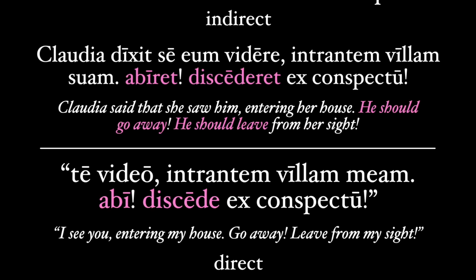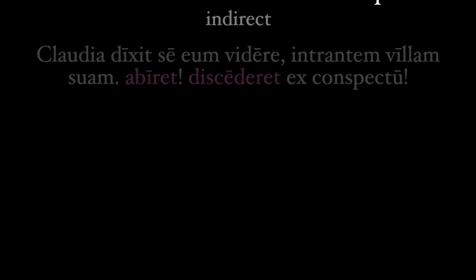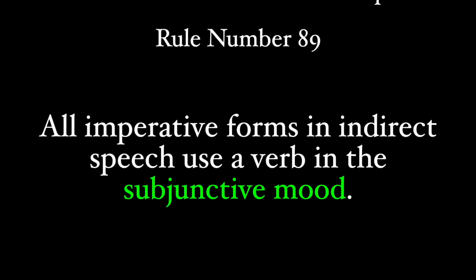These we put into the subjunctive, the imperfect subjunctive, since we're operating in historical sequence, by the way, rule number 71. Abiret and discederet ex conspectu. She said that he should go away and he should leave from her sight. So in short, rule number 89, all imperative forms in indirect speech use a verb in the subjunctive mood.